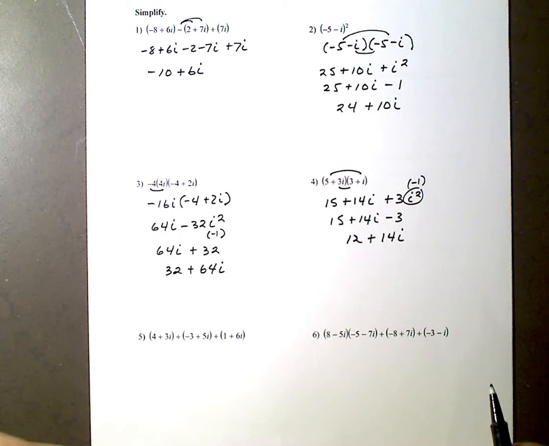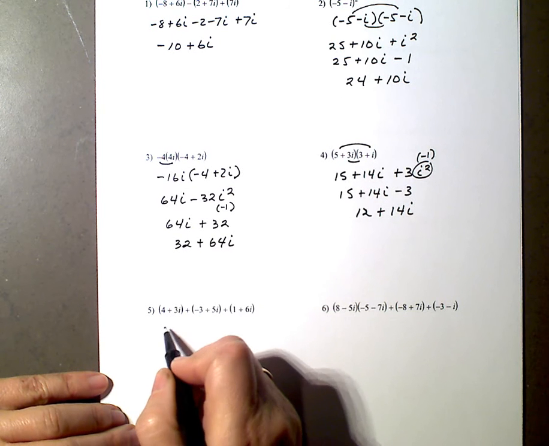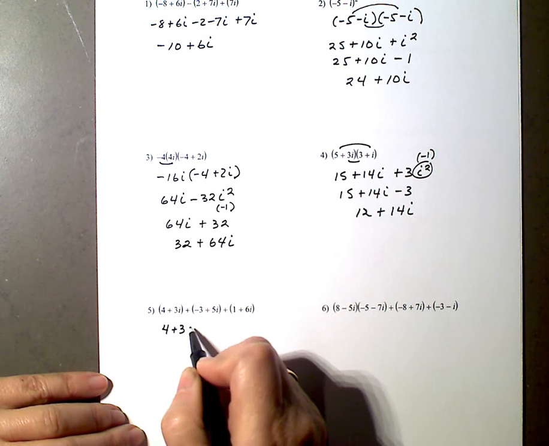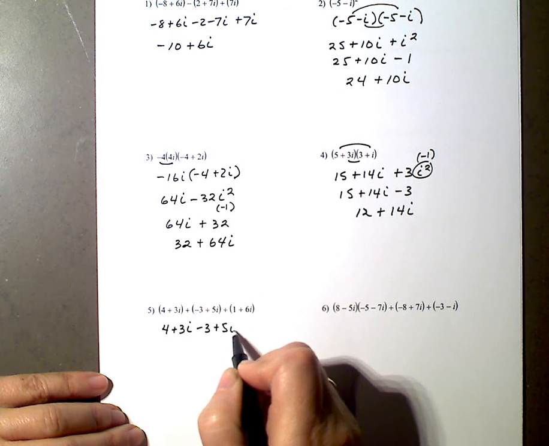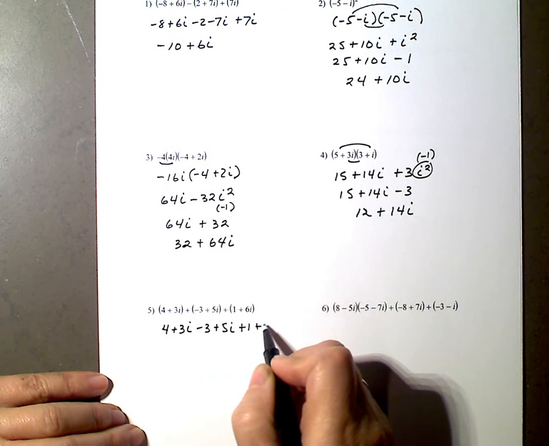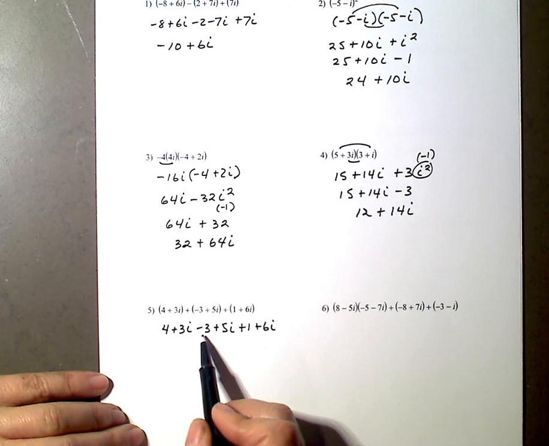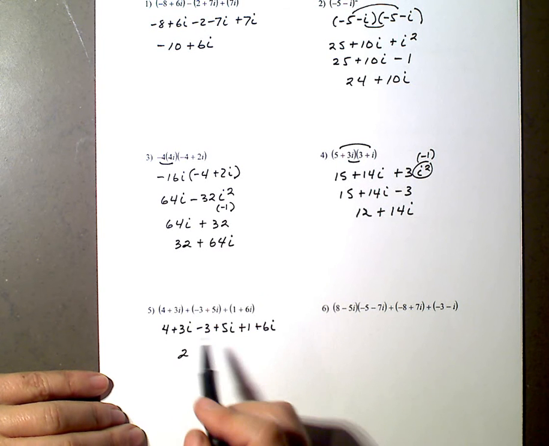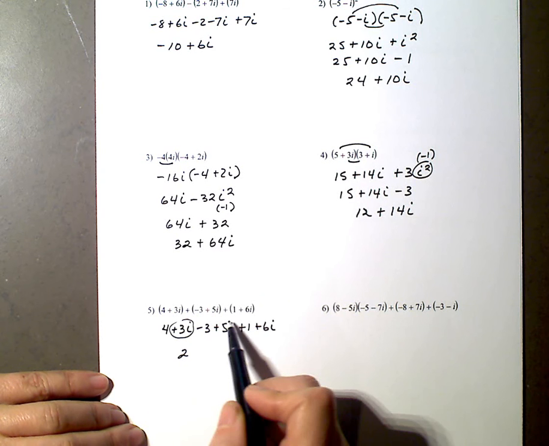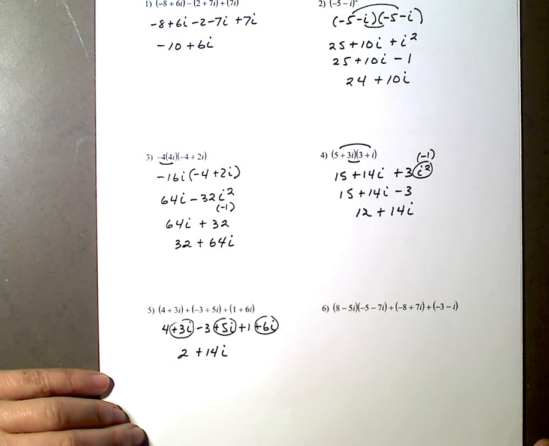Okay, on to number 5. Number 5's got three complex numbers that I'm adding. So it's really like I could just take away all the parentheses. So I have 4 plus 3i plus negative 3 is minus 3 plus 5i plus 1 plus 6i. So on the real parts I have a 4 minus a 3 is 1 plus 1 is 2. And on the imaginary parts I have a 3i plus a 5i is 8i plus 6i is a positive 14i. So it's pretty simple, just combining like terms.